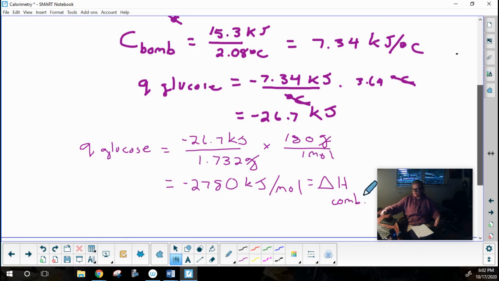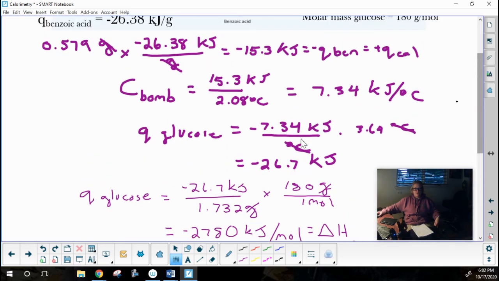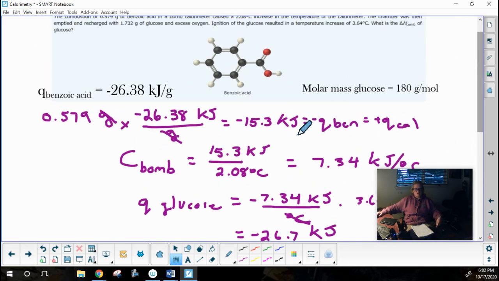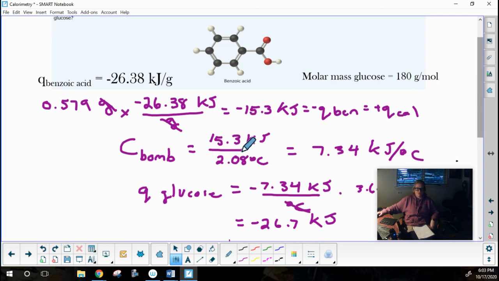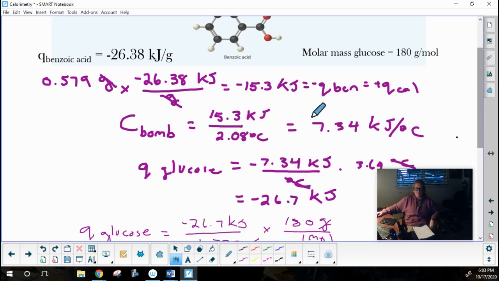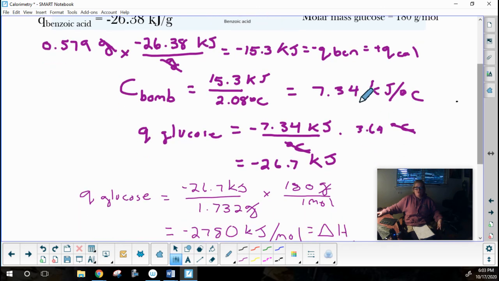So to go back through our steps, we first figured out how much heat was released by our standard sample of benzoic acid. We know that that's how much heat would be gained by the calorimeter. We then found the heat capacity of this particular calorimeter by taking the heat divided by the change in temperature. So the heat capacity of the calorimeter was 7.34 kilojoules per degree Celsius. That's how much heat it could absorb. To figure out how much heat was released by the glucose, I took the negative value of this, because the glucose is combusting and therefore giving off energy.